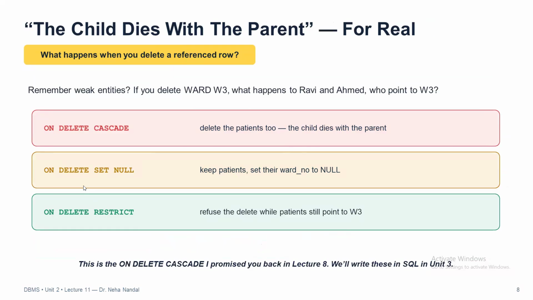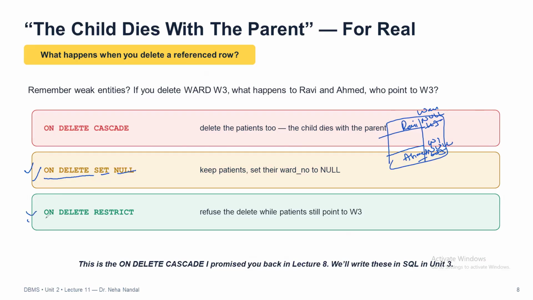Now next one, on delete set null. On delete set null: keep the patient, but set their ward number to null. That is the meaning of this second one. That is what we were doing right now. I was just telling you this only. So the second rule, use on delete set null. So if ward number W3 is being deleted and W1 was there, then we have to set it to null, so that we will not lose this patient data, because the patients Ravi and Ahmed are still existing in the hospital. Correct.